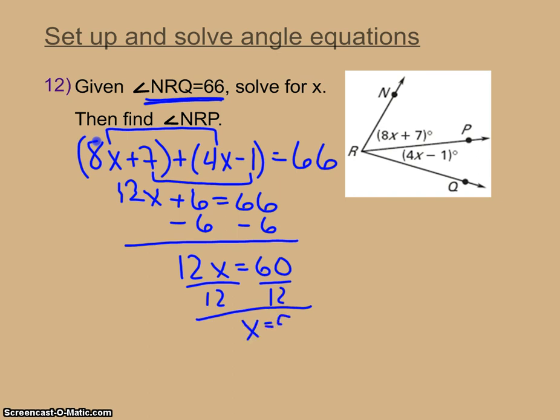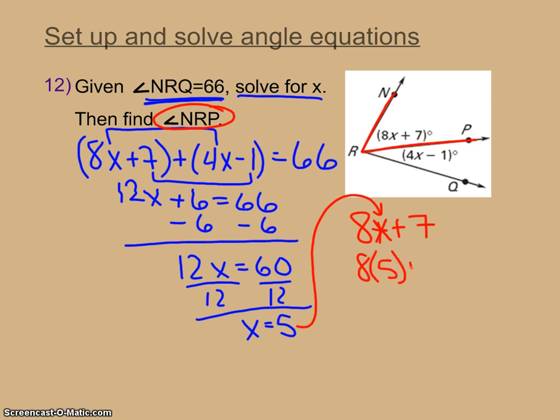divide by 12, x equals 5. Now the actual question did ask us to find x, but we also need to find our angle NRP. So we need to plug it into the equation 8x plus 7. So what we do is we substitute in our 5 for our x. So 8 times 5 plus 7. So we'll get 40 plus 7, which is 47. And we don't want to forget to label that, so we'll label it angle NRP equals 47.